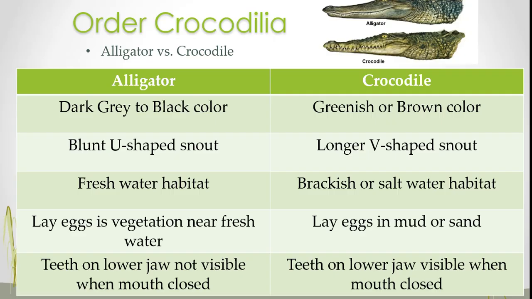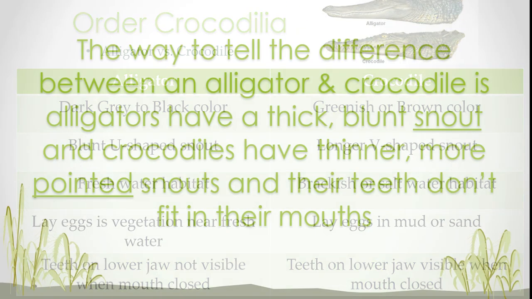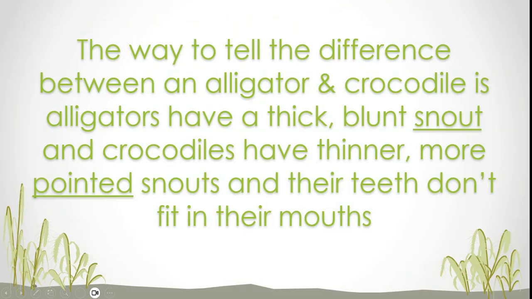Now, let's look at this one really closely. With an alligator, the teeth on the lower jaw are not visible when the mouth is closed. Crocodile, the teeth on the lower jaw are visible when the mouth is closed. Okay, that's important. Oh, here we go. The way to tell the difference between an alligator and a crocodile is alligators have a thick, blunt, U-shaped snout. Crocodiles have a thinner, more pointed, V-shaped snout. And their teeth don't fit in their mouths.